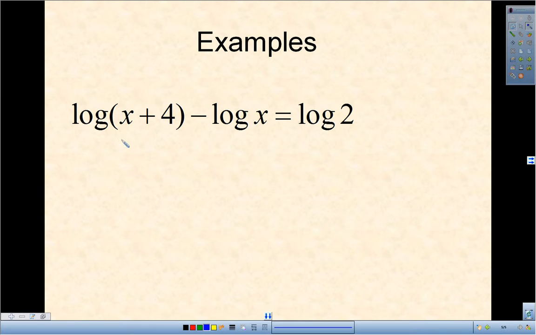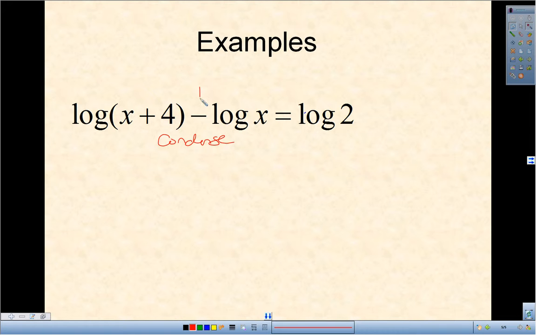Alright, let's look at this one. Notice it's log of x plus 4 minus log of x equals log of 2. Again, guys, you cannot just simply cross these logs out. That is not a valid mathematical operation. What you have to do is condense the multiple logs on one side so that there's just one singular log. Also, just for review, even though there's not a base here, it's understood that all these bases are 10.